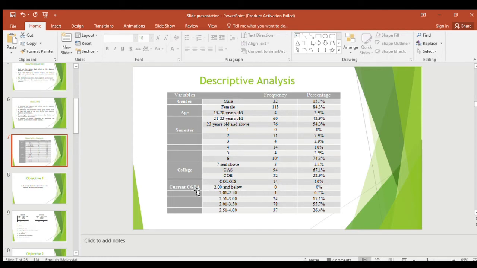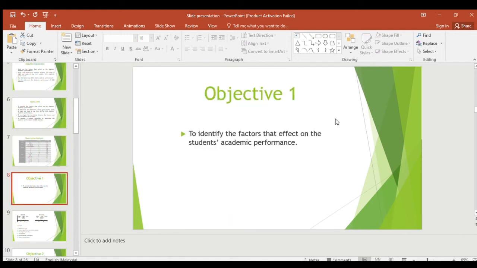And for current CGPA, no student got 2.00 and below, and 2.01 until 2.50 only 1 student, and 2.51 until 3.00 is 24 students, and 3.01 until 3.50 is 78, which is the highest, 55.7%, and last 3.51 until 4.00 is 37 students.